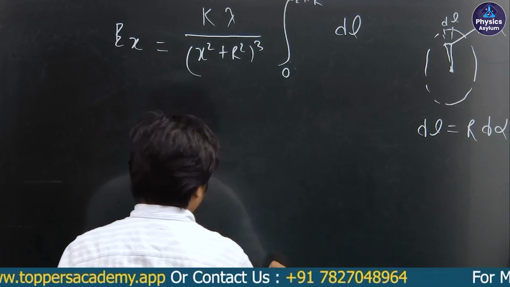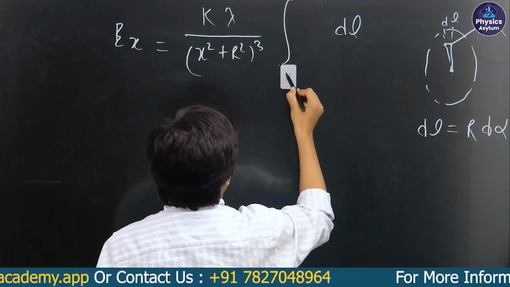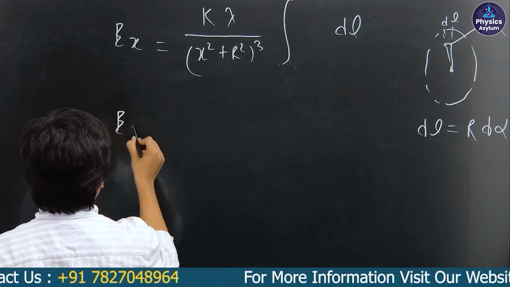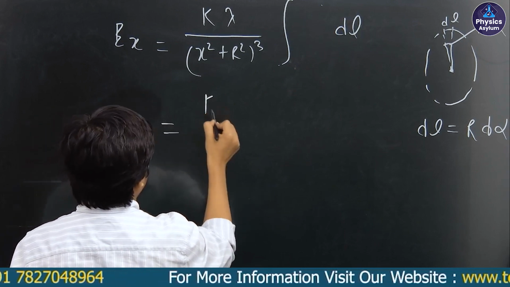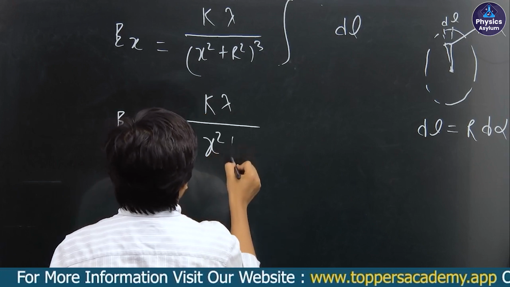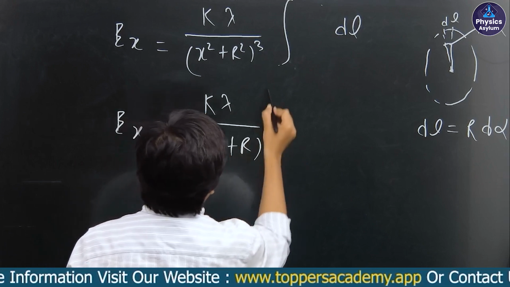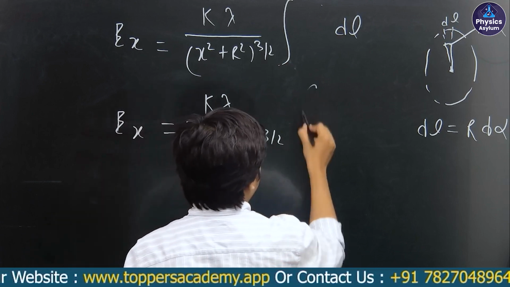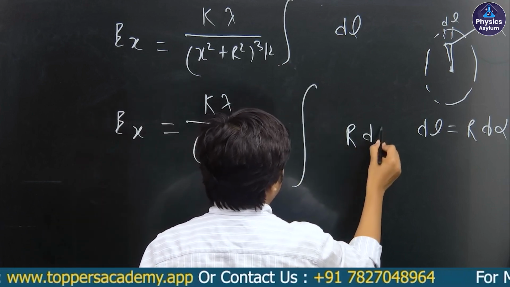So I can write that this Ex will be equal to k lambda divided by x square plus r square raised to the power 3 by 2. This dl is what? This is r d alpha.